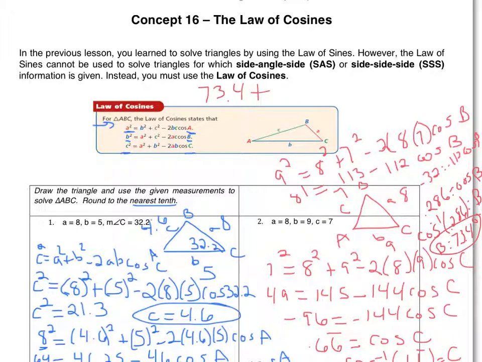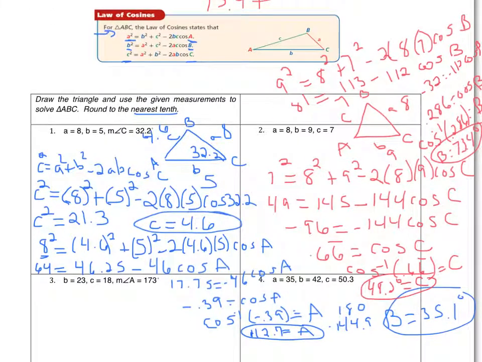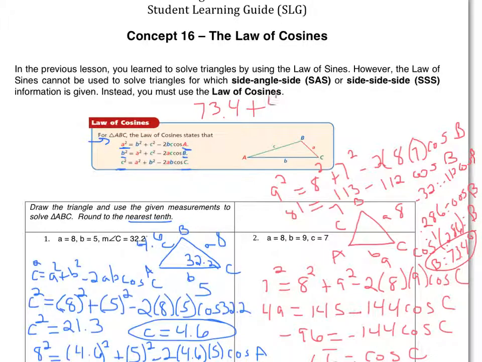So now I have angle B, 73.4, plus I also have angle C, which is 48.2. And I subtract that from 180. And I get 58.4 degrees for angle A. Go ahead and do number 3 and 4 for homework.